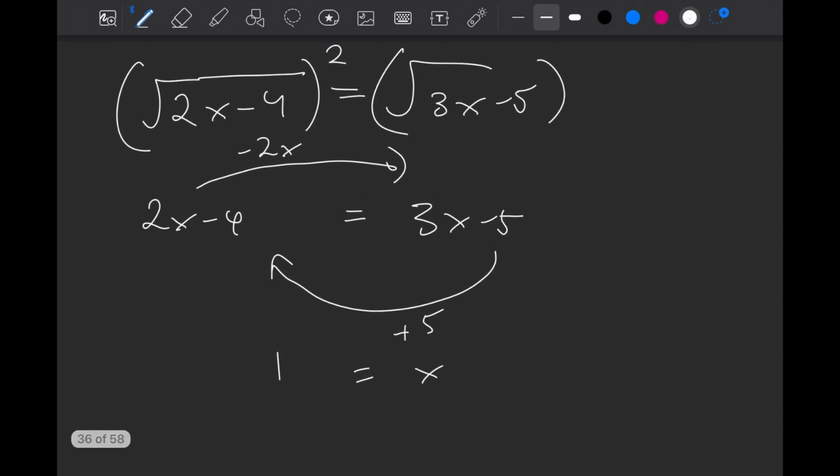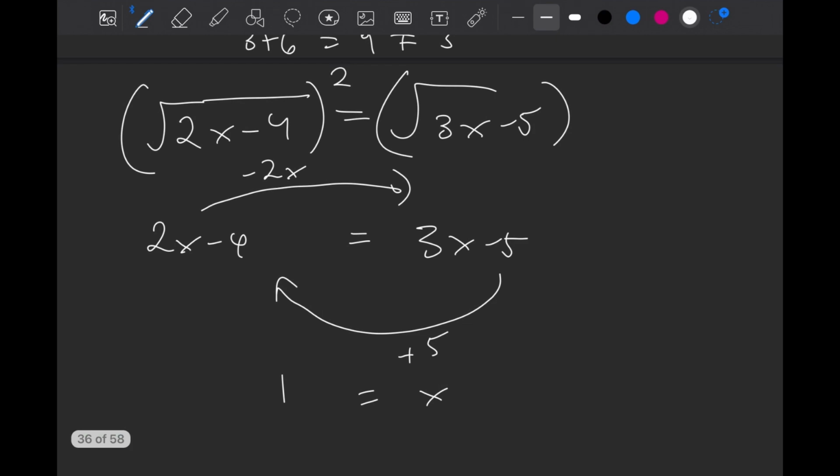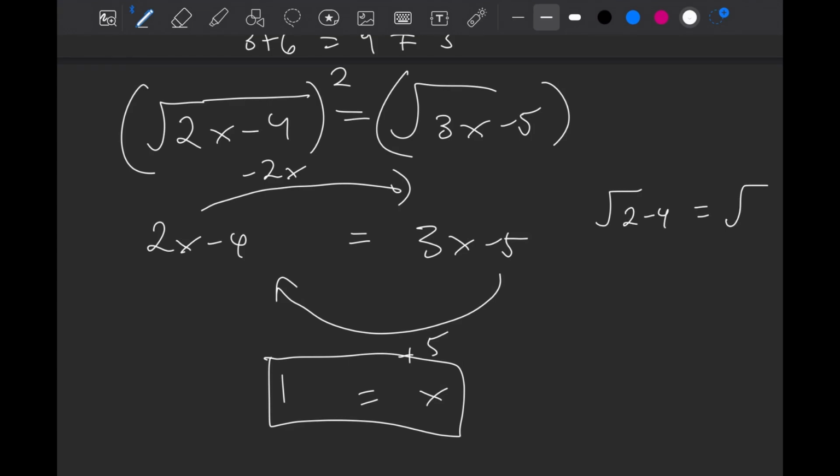Therefore we can plug that back in and see if we get something that is not extraneous. So in this case, if we put in 1, it would be square root of 2 minus 4 is equal to square root of 3 minus 5. When we do that, we'd get square root of minus 2 is equal to square root of minus 2. However, this is not solvable because you cannot have a negative number inside of a square root. So this is also an extraneous root.